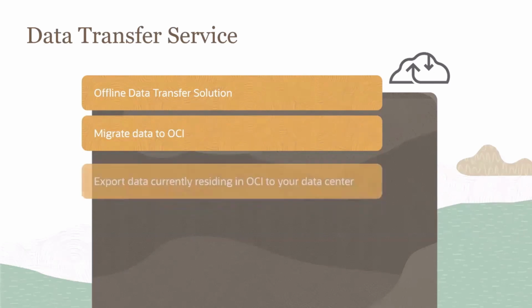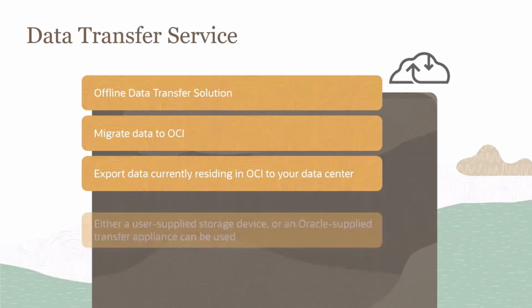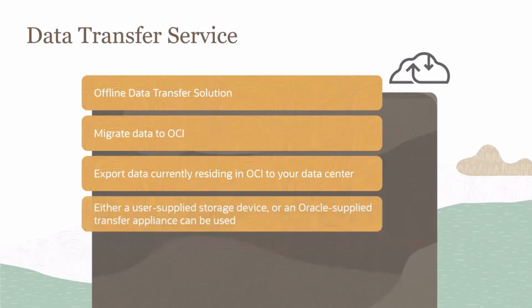Suppose there is some data which is currently in OCI. You also have the option to export it to your data center offline. So you can move petabyte scale datasets to or from OCI in days instead of weeks or months. You can transfer data fast and cost effectively with multiple options.